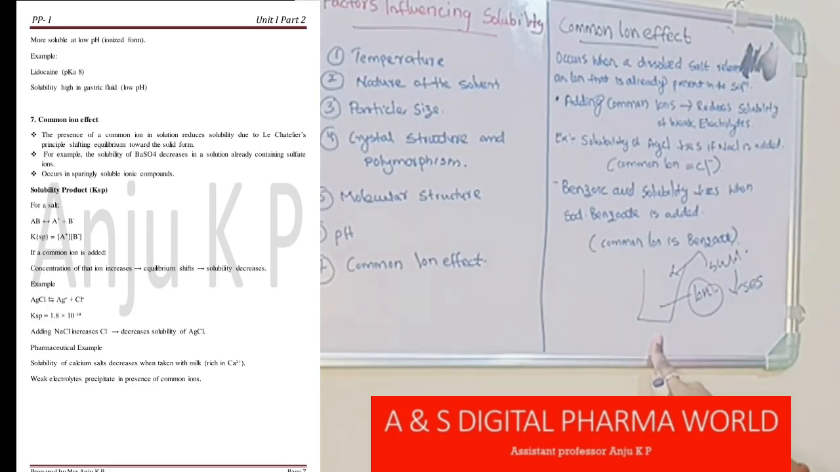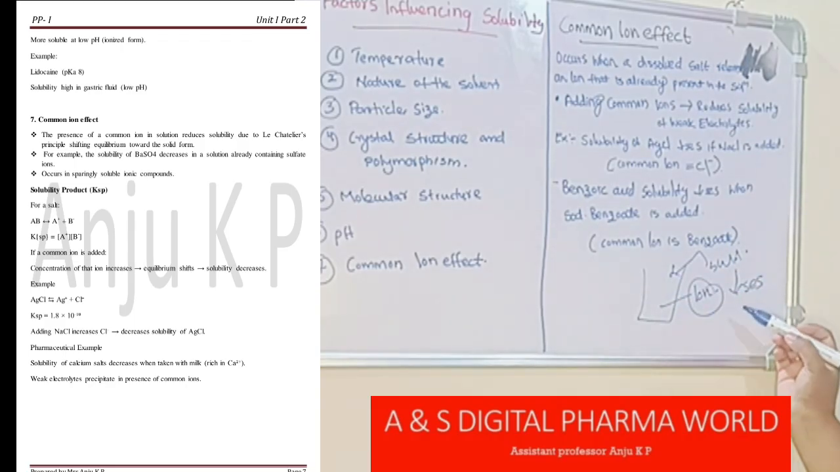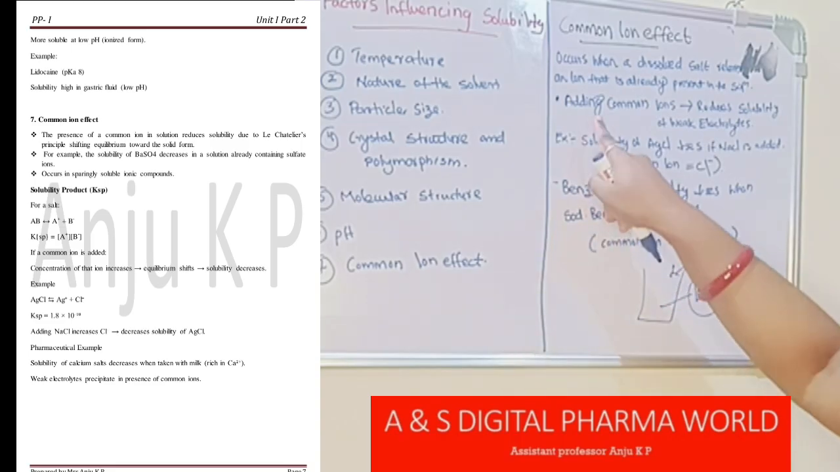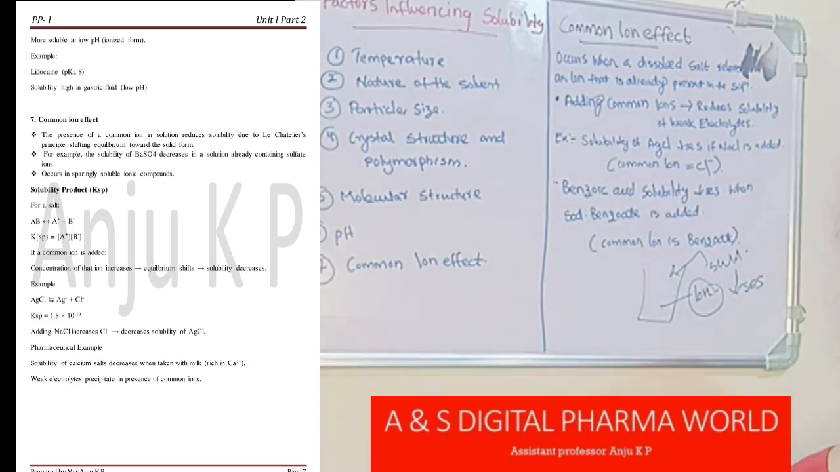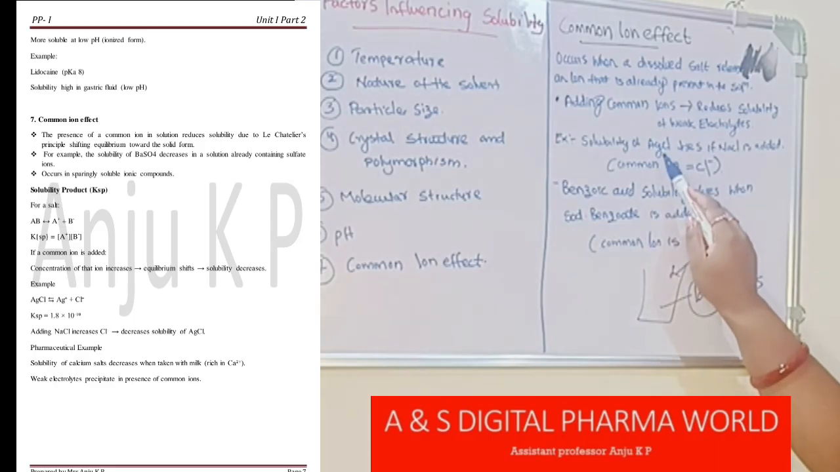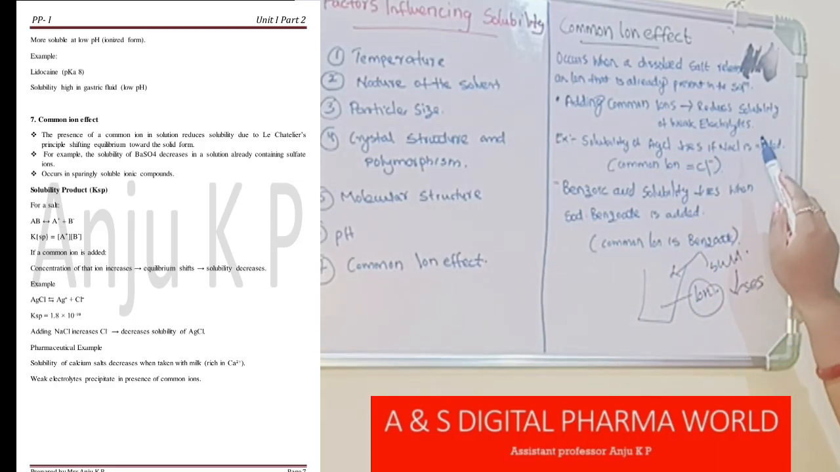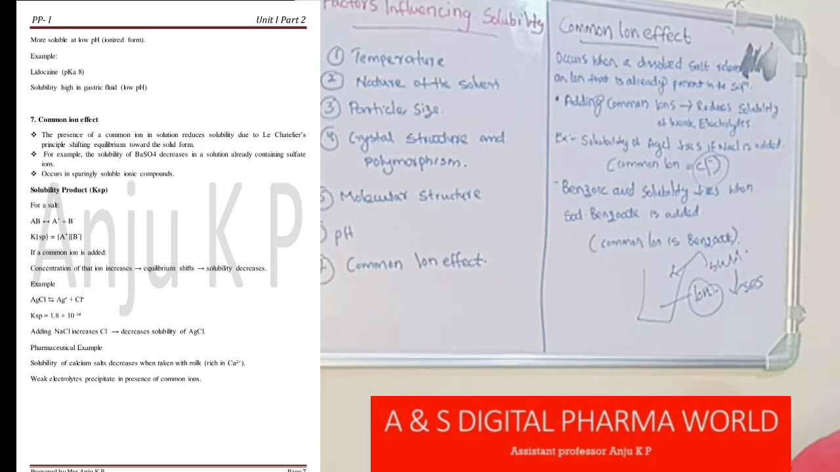What is the concept? You already have a solution containing a particular ion, and you are adding a salt into your solution. If that salt releases the same ion which is present in your solution, it will decrease the solubility. So adding common ions reduces the solubility of weak electrolytes. For example, the solubility of AgCl will decrease if NaCl is added. Here the common ion is chloride.